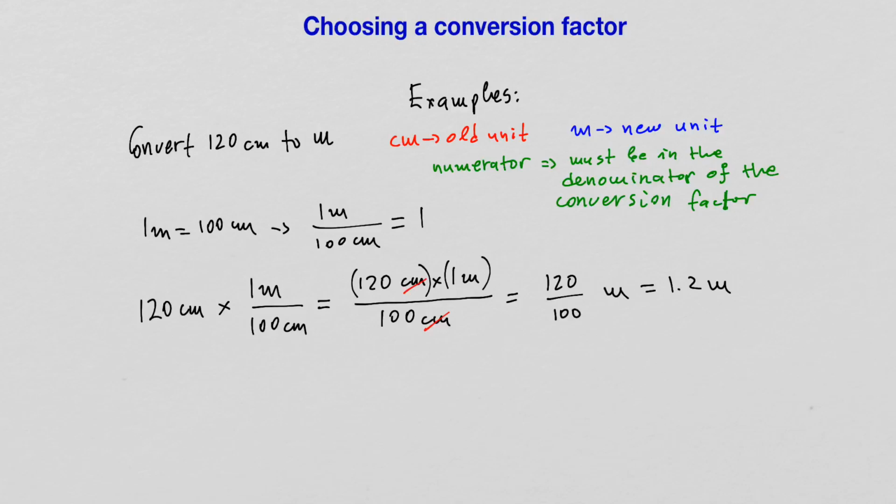The units of centimeters cancel out because we have them in the numerator and denominator. And so what we are left with is 120 divided by 100, and the new units are meters. That's what's left from the units after the cancellation here and here. And so 120 divided by 100 is equal to 1.2, and the new units would be meters. So 120 centimeters is equal to 1.2 meters. So as we saw here, when we have the same unit in the numerator and denominator, we can cancel them out.